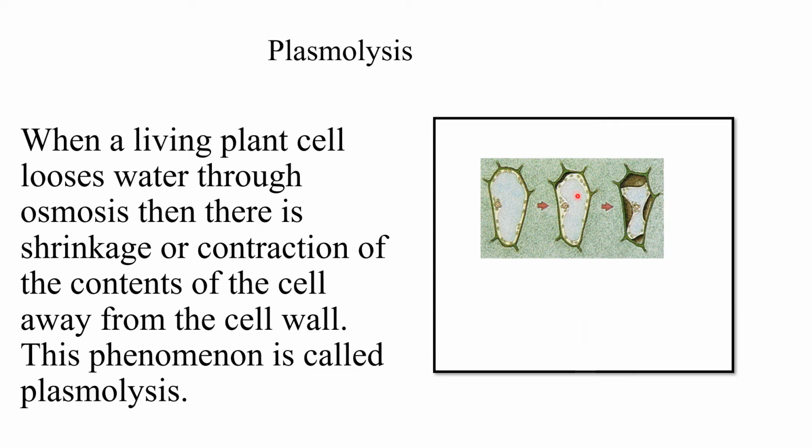Even you can see in this diagram, see here the plasma membrane is close to the cell wall. The outer one is cell wall, this is plasma membrane. But here you can see the plasma membrane has moved inside, that is away from the cell wall. Cell wall is here, the plasma membrane is here. So this is what is known as plasmolysis.